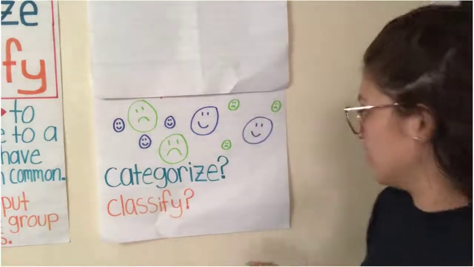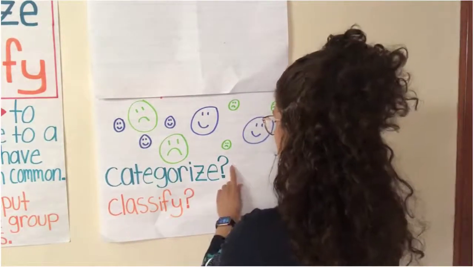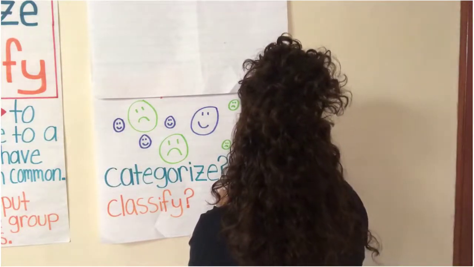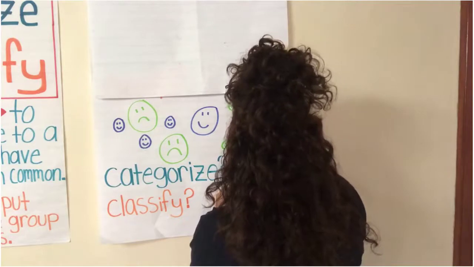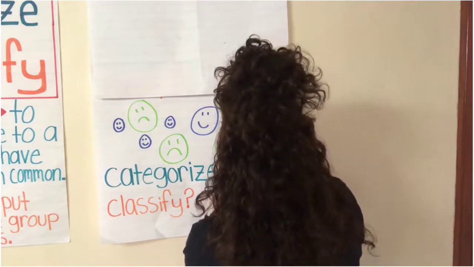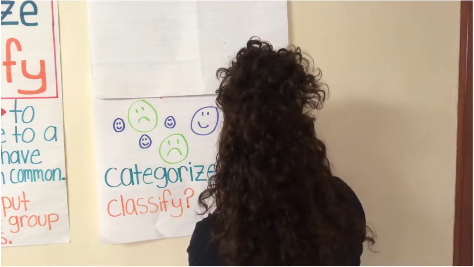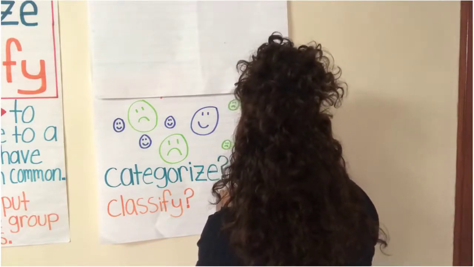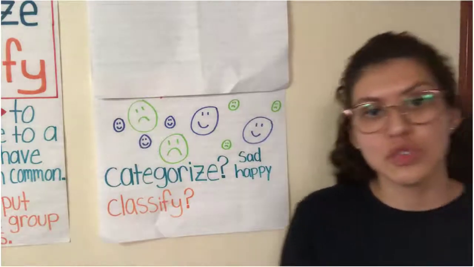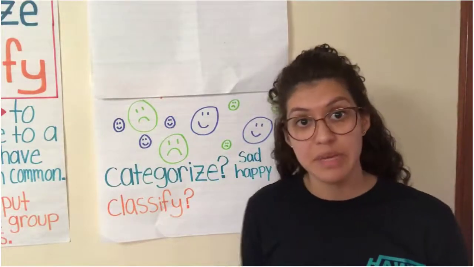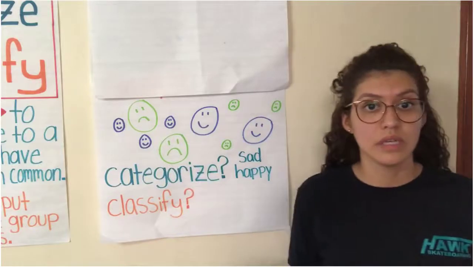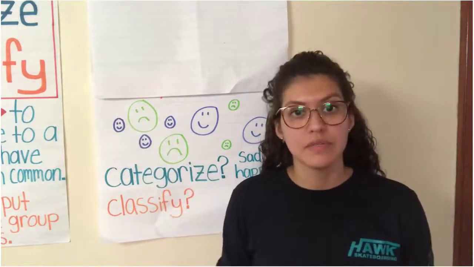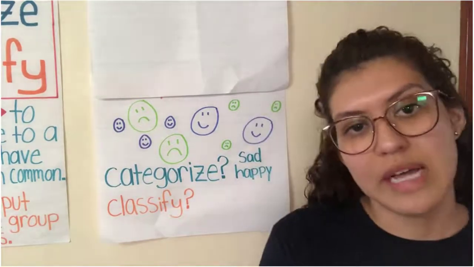So I'm going to write that one down. How am I going to categorize these? Into sad, and then into happy. So those were the two categories that I picked. Could I have picked green and blue? Absolutely. Could I have picked the big ones and then the small ones? Yes, I could have. Now, I'm going to classify them.